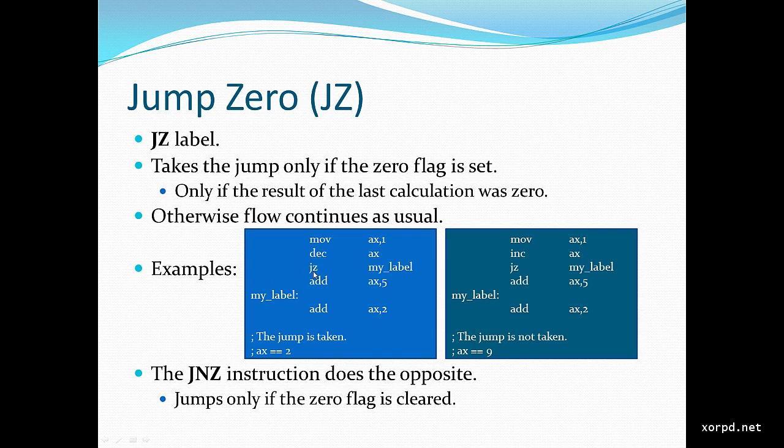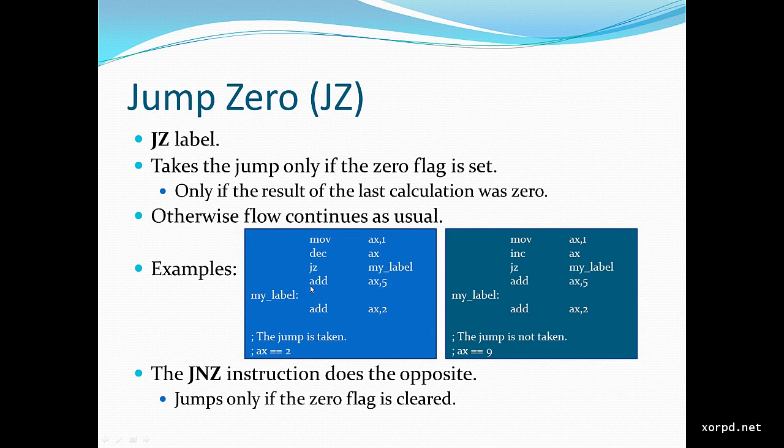This jump instruction, the conditional jump, jump 0, is going to take the branch only if the result of the last calculation was 0. In this case, it is indeed going to be 0 because we moved 1 inside AX and then we decreased it by 1. So the last result is going to be 0, and so the 0 flag is going to be 1 at this point after this decrease instruction. Therefore, the jump is going to be taken, and we are going to jump from this instruction to the add AX, 2 instruction, which means that we are going to skip the add AX, 5 instruction.